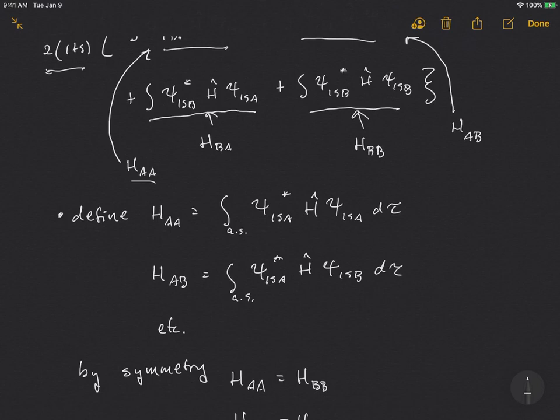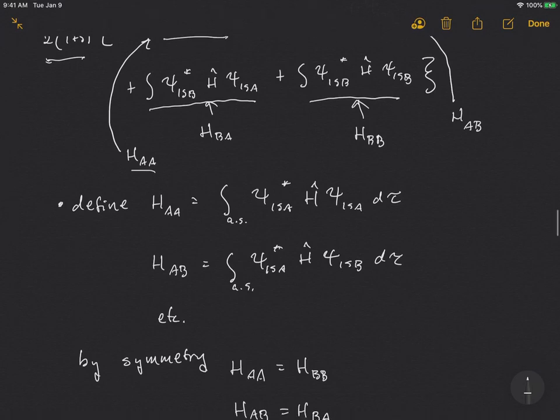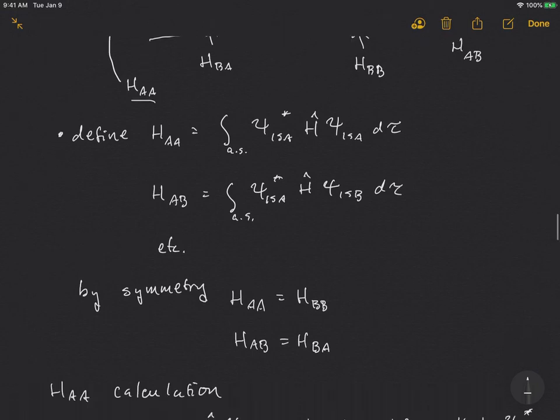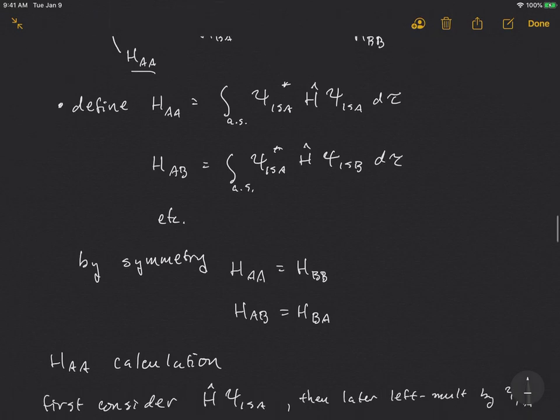So it looks like we have to deal with four integrals, and unfortunately, none of them just magically goes to 0 in this case. However, there are some symmetry arguments by which you can say that HAA has to be equal to HBB and HAB has to be equal to HBA, because psi 1sA and psi 1sB are identical wave functions just shifted in space. Based on the symmetry of that arrangement, we can reduce the number of integrals that we have to evaluate down to just two of them.